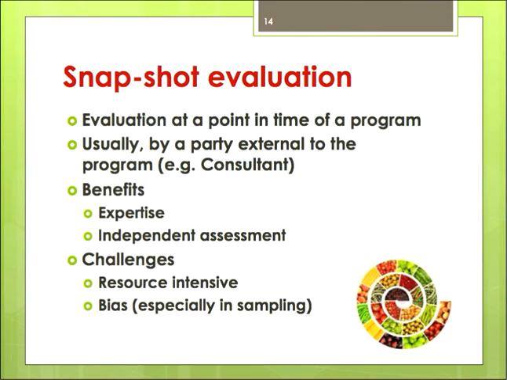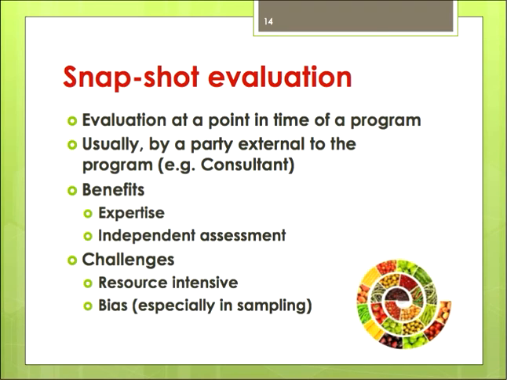Snapshot evaluation is evaluation that we undertake at a point in time of a program. There are lots of programs who will evaluate their programs every 2 years, 5 years, 10 years, whatever. That's their chosen strategy. It's usually done by an external party, like a consultant.